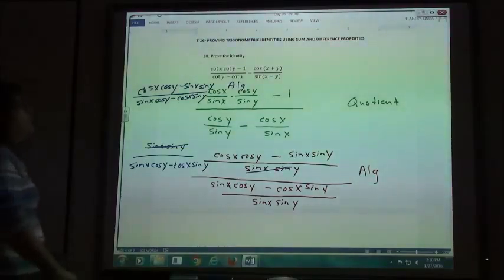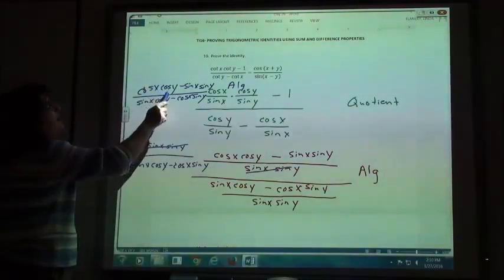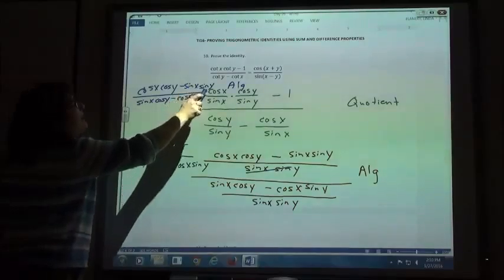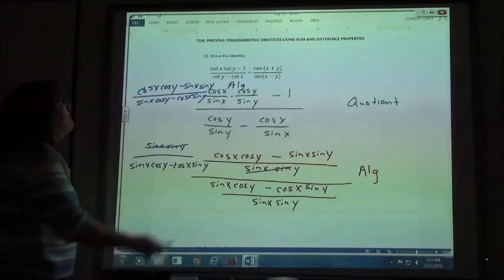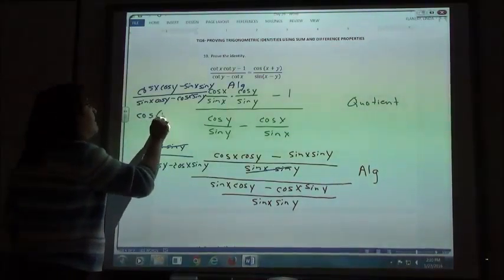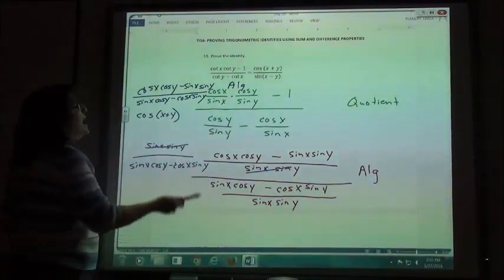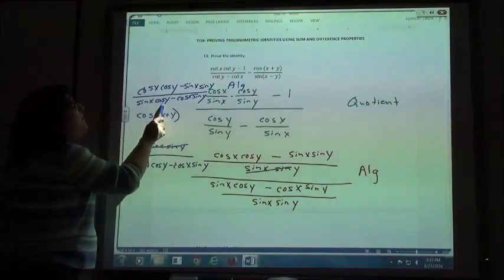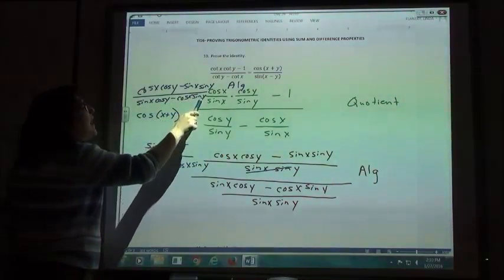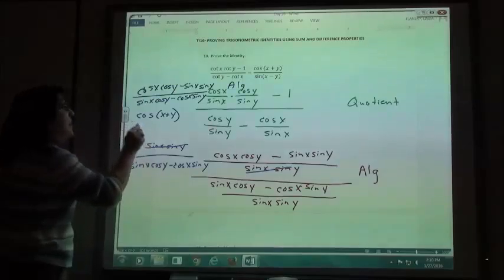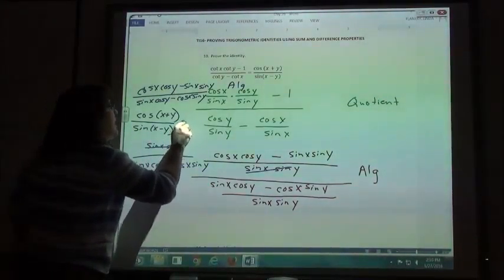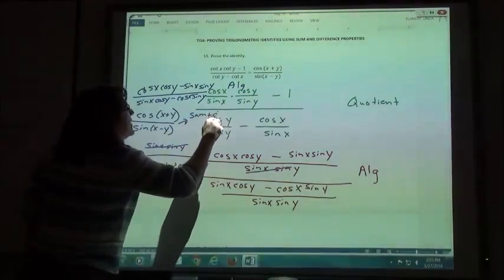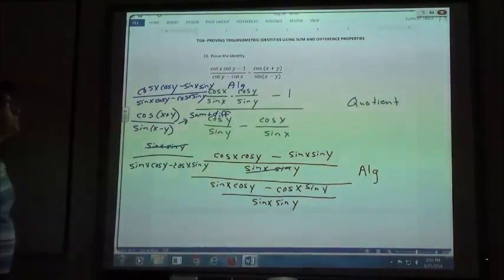So now what you should notice here is that I have cosine of x, cosine of y, minus sine of x, sine of y, which is your cosine of x plus y. And on the bottom we have sine of x, cosine of y, minus cosine of x, sine of y, which is your sine of x minus y. And that is using the sum and difference identities. So I should have 4 steps to that problem.